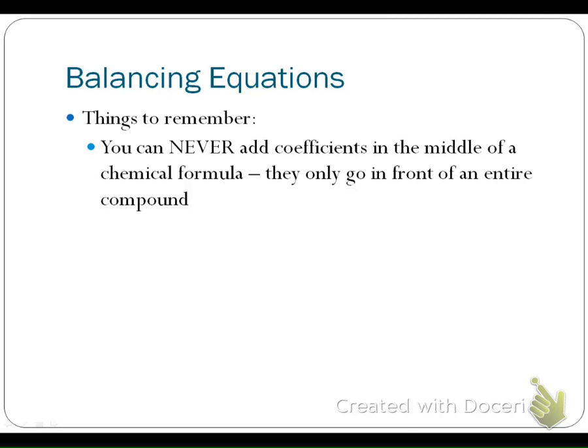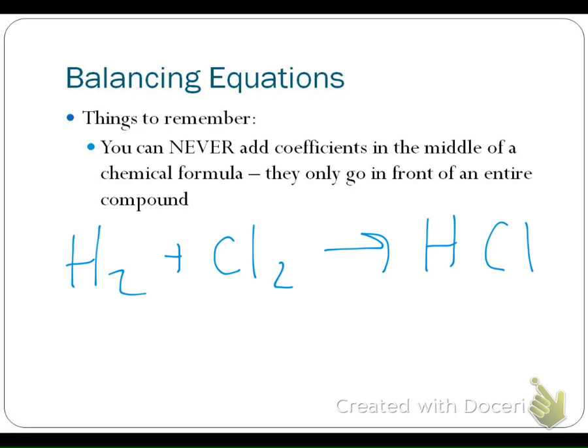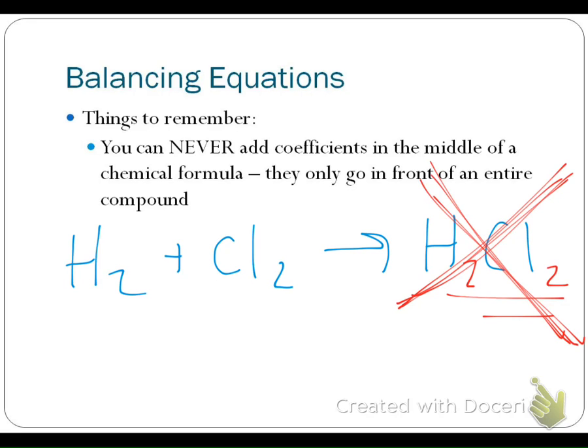So before we start jumping in, I want you to remember just a couple key things. You cannot add coefficients in the middle of a chemical formula. So if we had our last example, H2 plus Cl2 is HCl, you didn't see us try to put a coefficient or a number here, right? We don't add numbers here because that changes the actual compound. That changes the entire thing. So you don't ever, ever, ever put coefficients in the middle of a chemical formula.